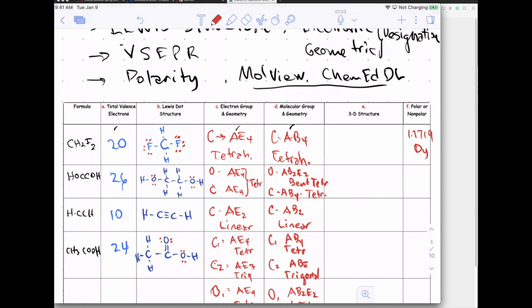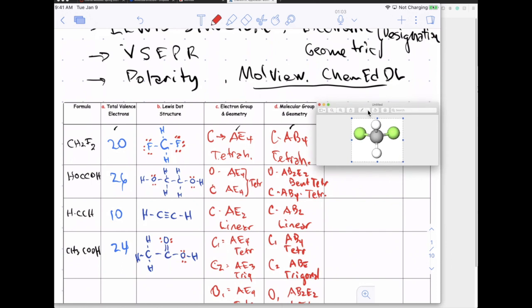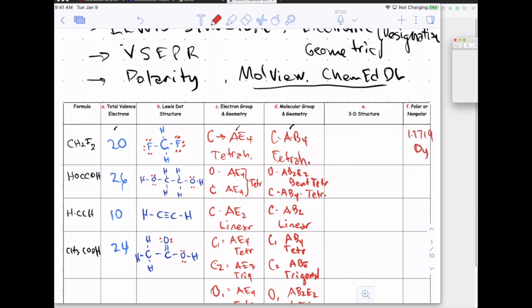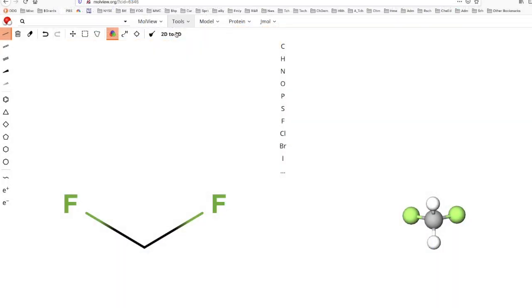Unfortunately, I can't paste this structure into my iPad, but if it was in my computer, what I would do is I would just copy this and then paste it right in there for difluoromethane. So I'm just going to put it on the side here, out of the way. Let's do the next one. The next one is, let's clear this up.